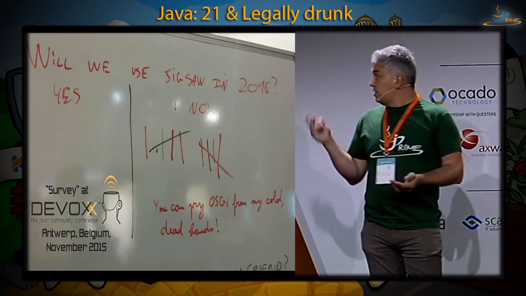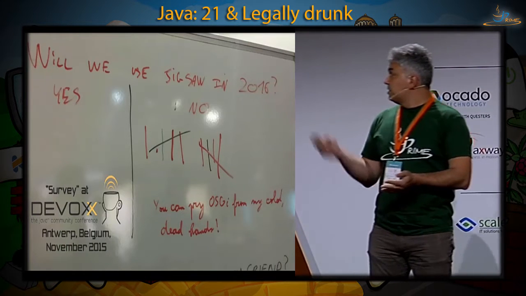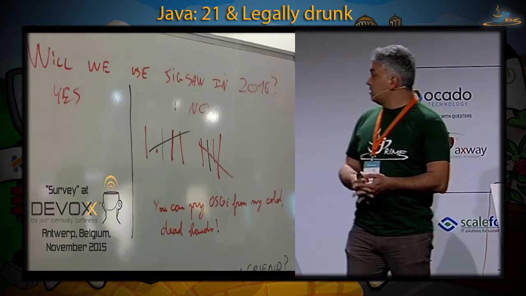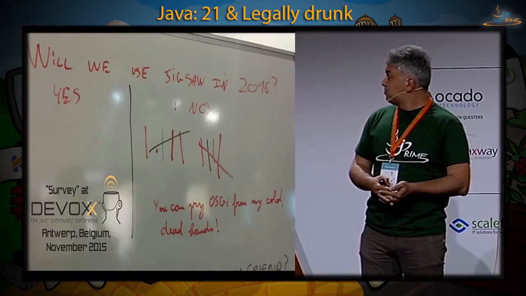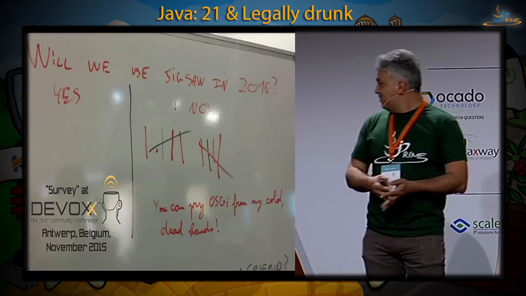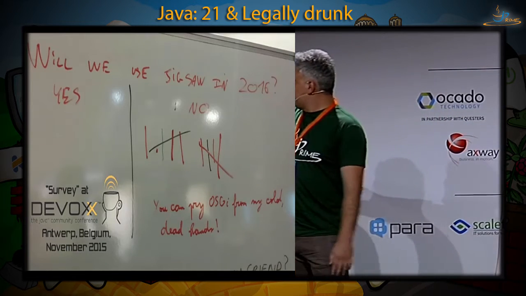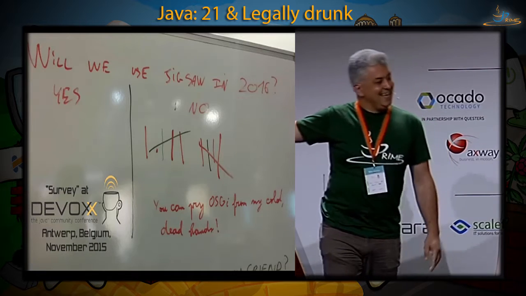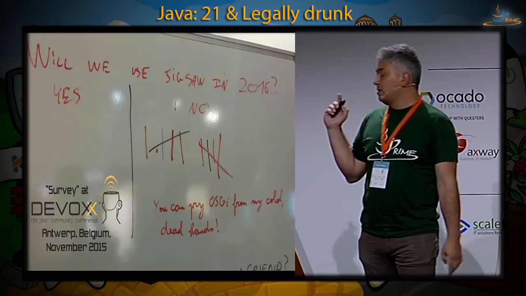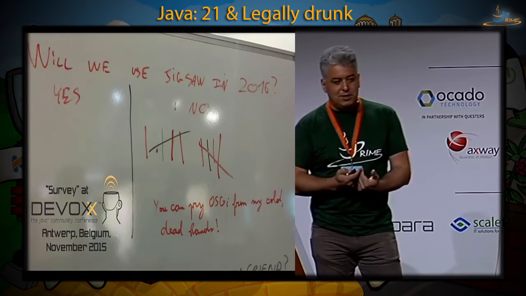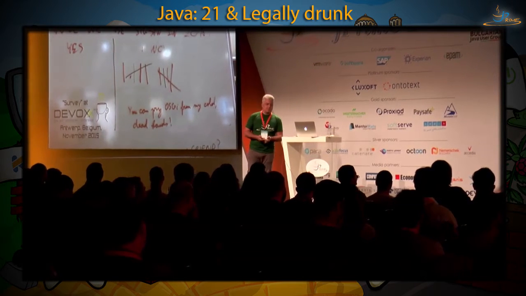What you see here is a photo I took last year at Devoxx in Belgium. There was a survey asking if we want to be using Jigsaw in 2016. Surprisingly, they got it right. One thing I really like is this: you can pry OSGi from my cold dead hands. The reason I'm showing you this is because I'm going to do a lot of comparison between Java 9 and OSGi in this talk, just because OSGi is the de facto modularity standard in Java these days.